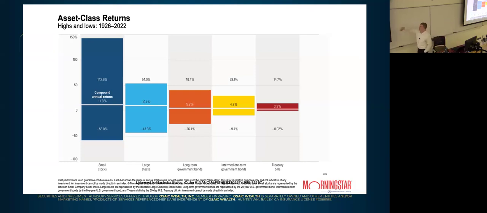Same thing for all these other things. And you can see the T-bills. They only drop just a little bit. They just drop 0.02% and they go up maybe by 14% at the top end. And they average out to 3%.